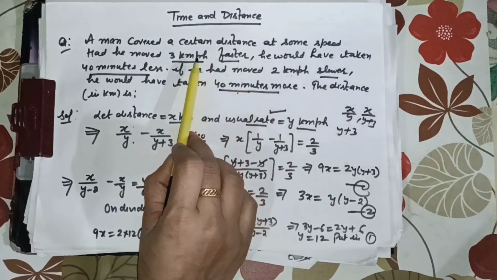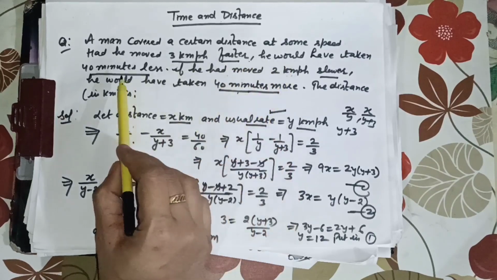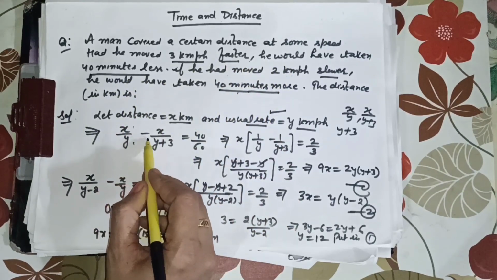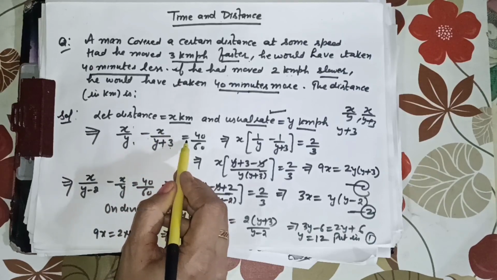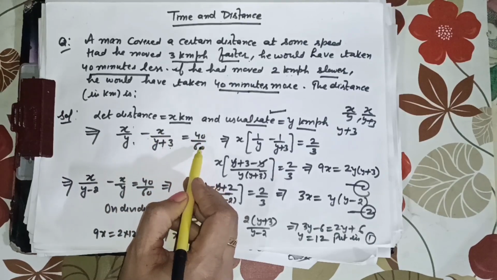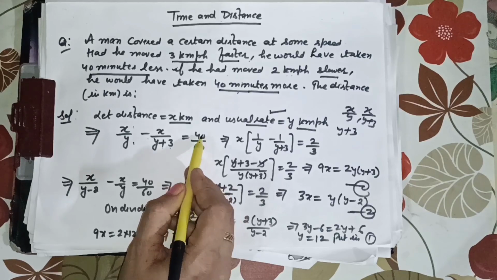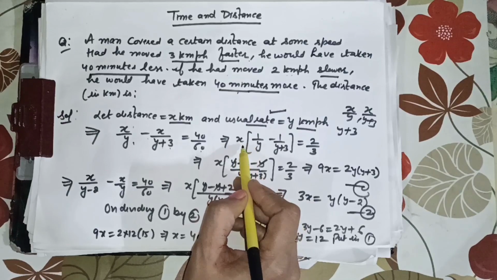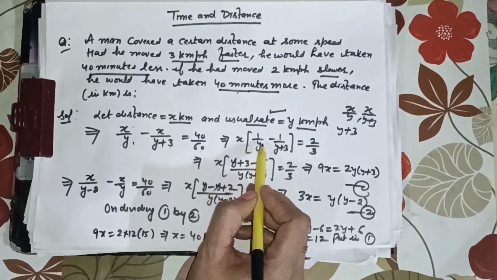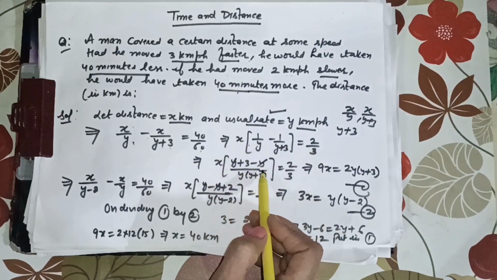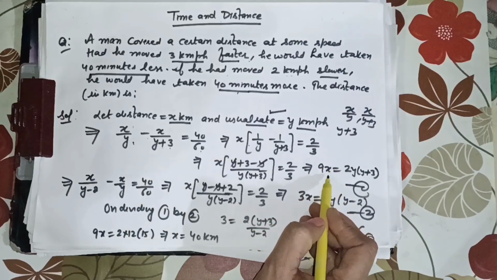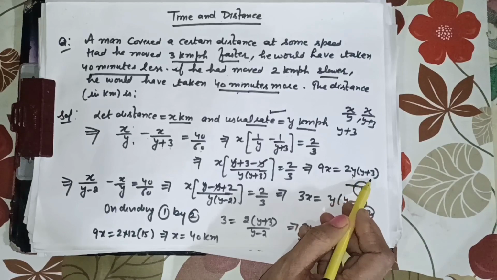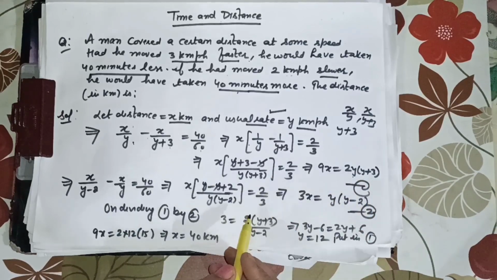Because he moved 3 kilometers per hour faster, he would have taken 40 minutes less. Less means there will be a negative sign. x over y minus x over y plus 3 is equal to 40 minutes. 40 minutes is converted into hours, so we divide 40 by 60. Taking x outside the bracket, after simplification I am getting the equation 9x is equal to 2y(y plus 3). This is the first equation.